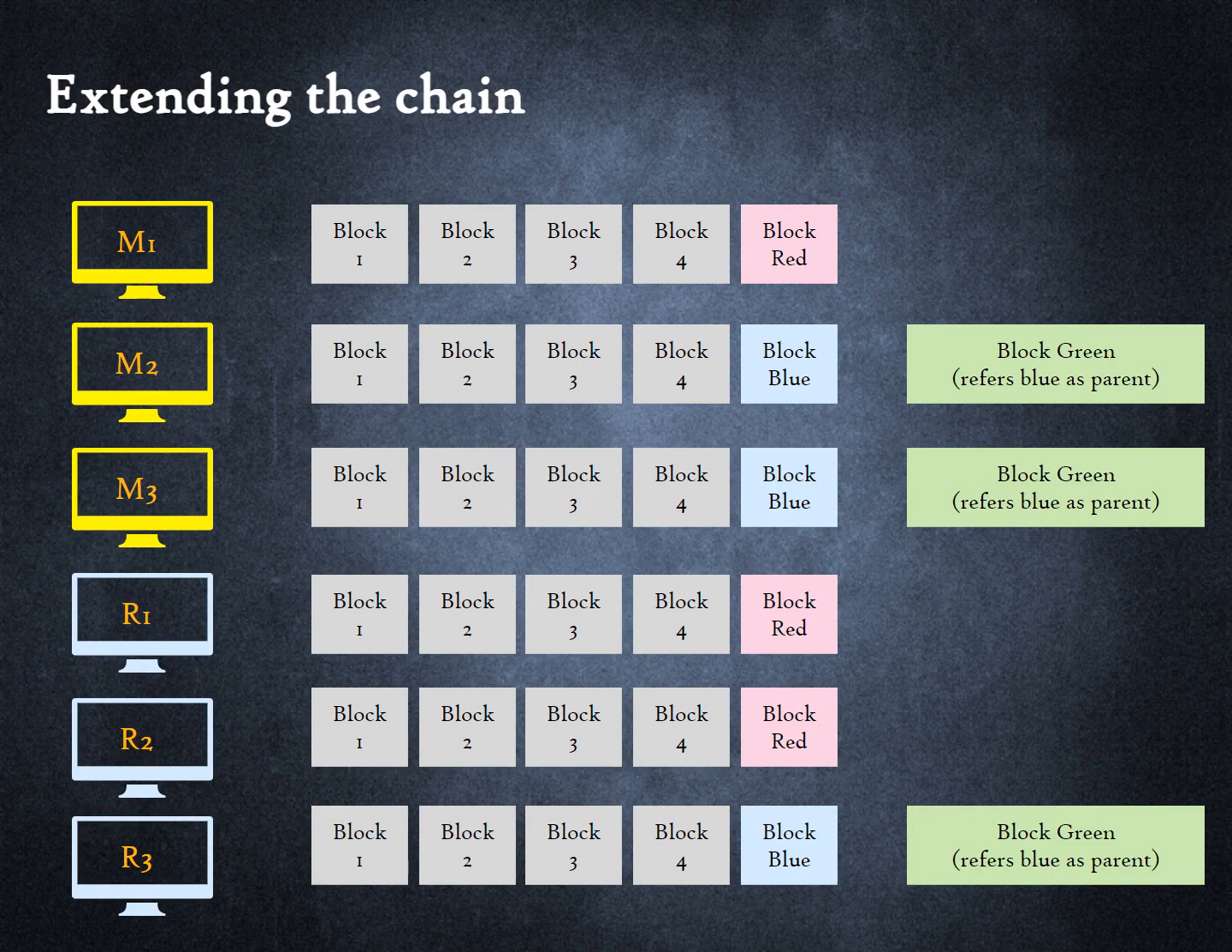M2 and M3 have no problem. They are already on chain blue. They receive the block from M3 and see that the parent block is blue. This makes sense to them. Hence, they simply extend chain blue.